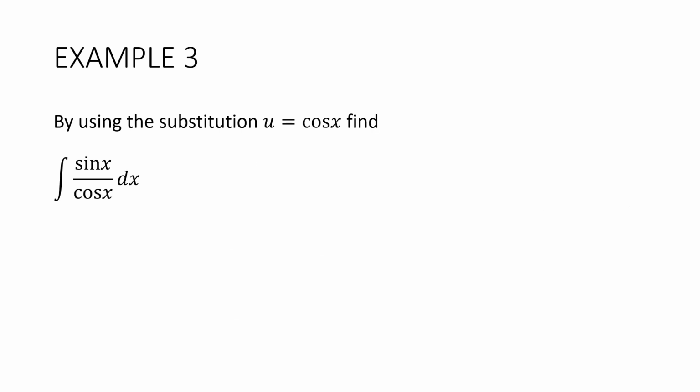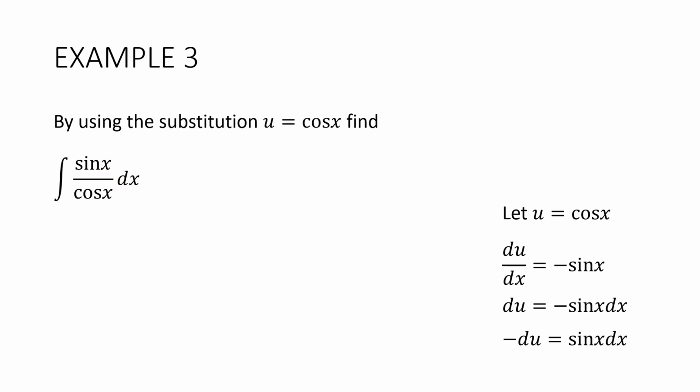We can use substitution with trig integrals as well. And this is actually how we find the integral of tan x, because tan x is equal to sine x over cos x. We're going to use the substitution u is equal to cos x. So on the side of our page, let u equal cos x. Du dx is equal to negative sine x. Splitting that derivative, du is equal to negative sine x dx. We've got positive here, so let's multiply both sides by -1, and we're ready to substitute.